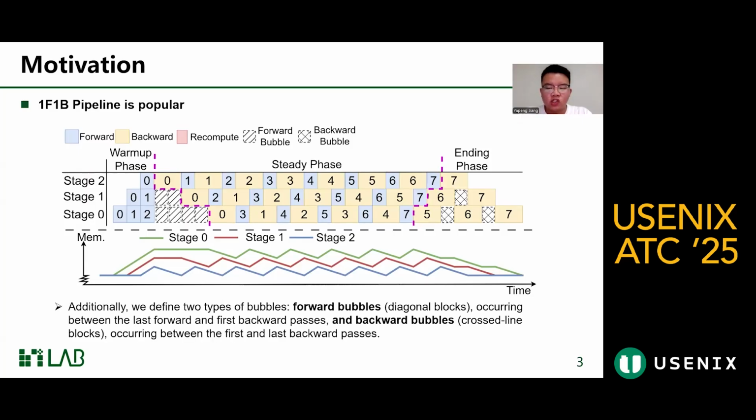Additionally, we define two types of bubbles. The forward bubbles, shown in diagonal blocks, appear between the last forward and first backward pass. And the backward bubbles, shown in crossed line blocks, span from the first to the last backward pass.